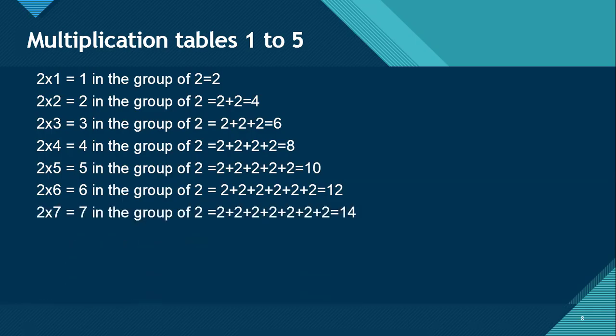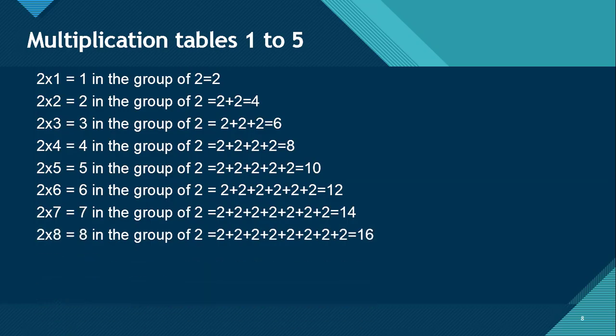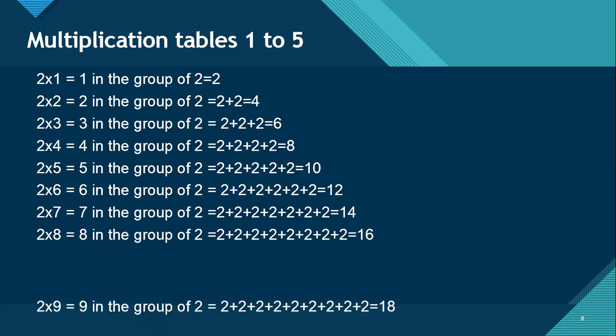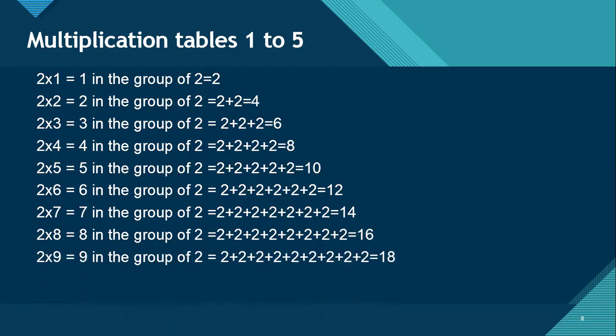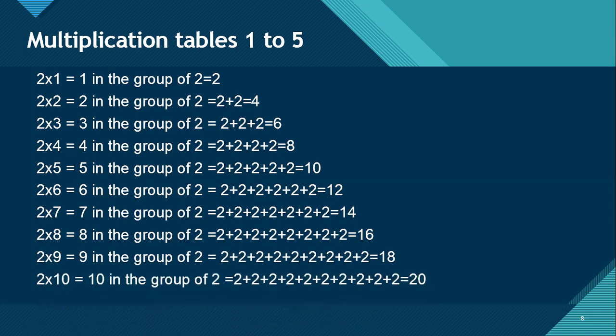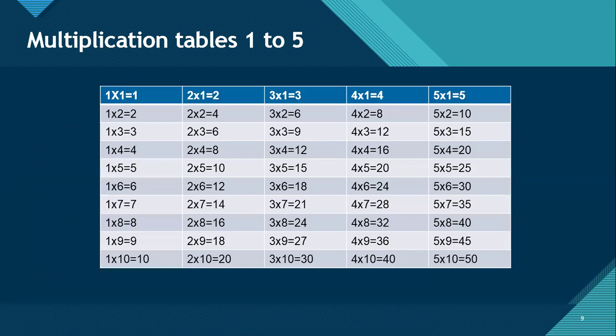Similarly, 2 multiplied by 7, that is addition of 2, 7 times. Then addition of 2, 8 times, that is 2 eights are 16. 2 nines are 18, that is the addition of 2, 9 times. Then addition of 2, 10 times will be 20. So as a shortcut, we will write the multiplication table. That is the multiplication table of 1 that we have seen, the table of 2 that we have seen, and now multiplication of 3.